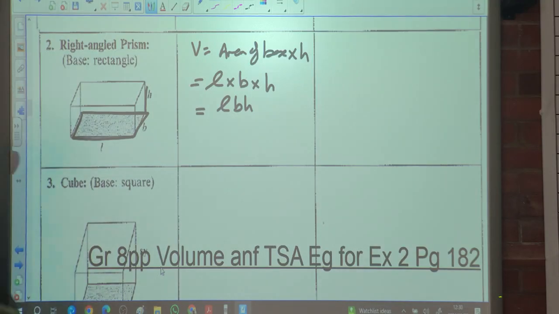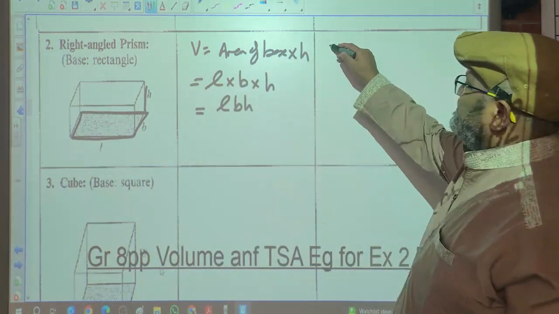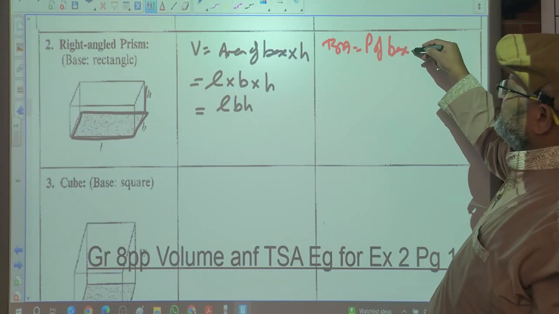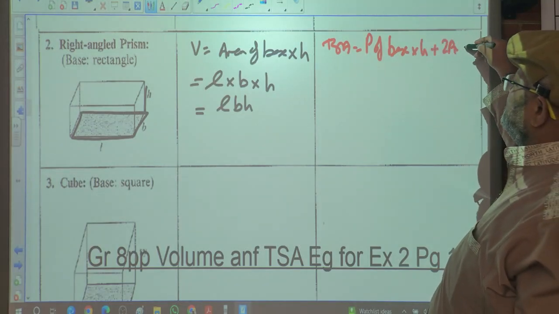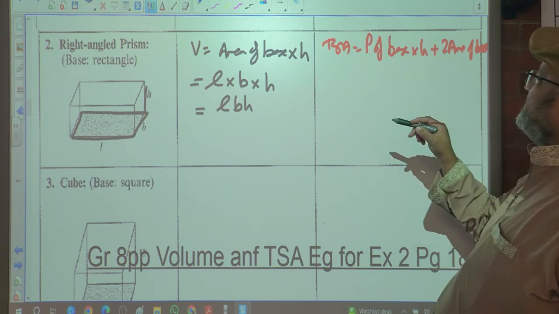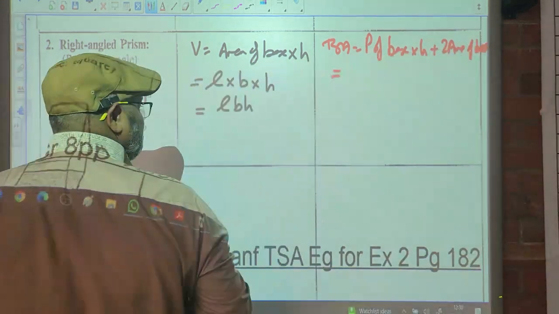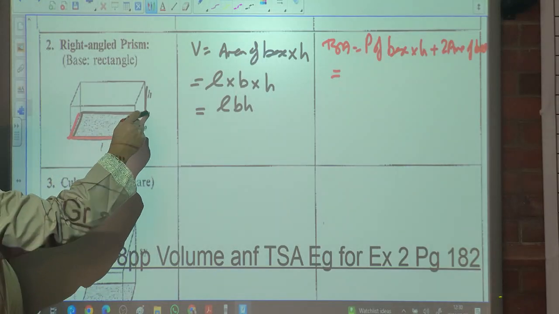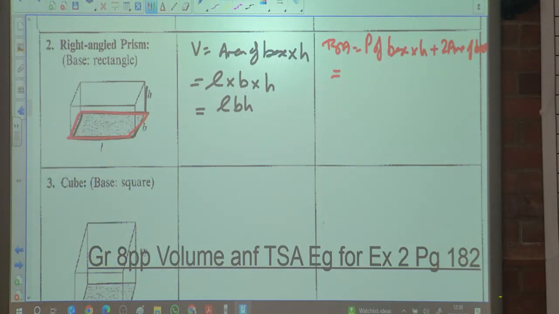Let's look at the next one, which is the total surface area. The total surface area is equal to perimeter of base times height plus twice area of base. So how do you calculate the perimeter of a rectangle? 2 length plus 2 breadth. Okay. Or you could have said length plus breadth times 2.